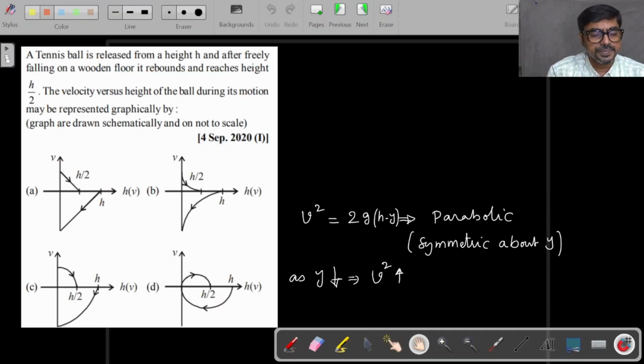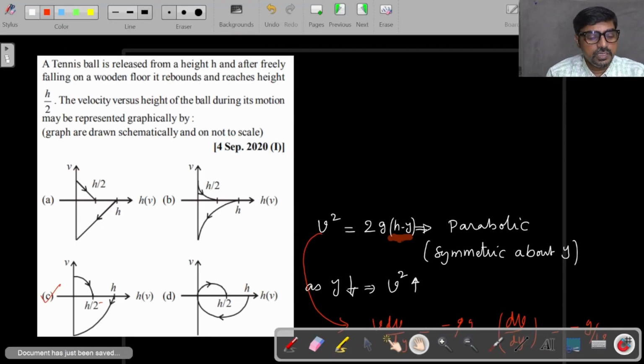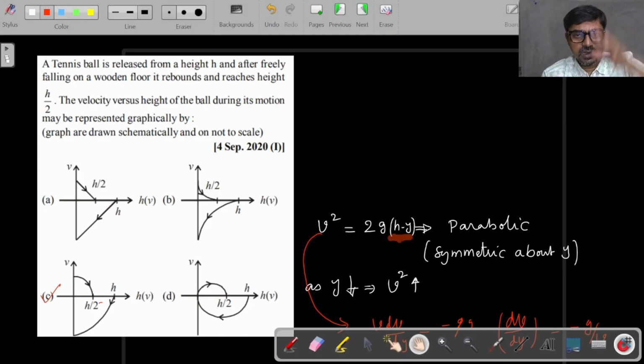Next question. Right, let's read the question. A tennis ball is released from a height h, and after freely falling on a wooden floor, it rebounds and reaches a height h by 2. So you are dropping from a height h and then it hits the ground and goes back up to only h by 2 because there is a loss of energy. It's not an elastic collision you have there.